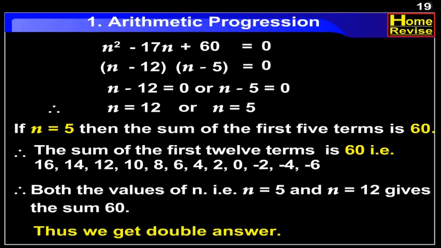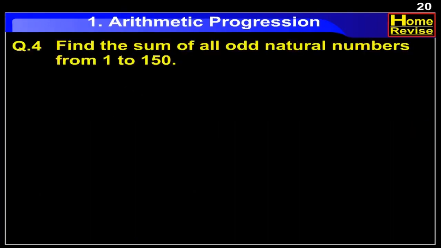Question number 3. Find the sum of all odd natural numbers from 1 to 150.